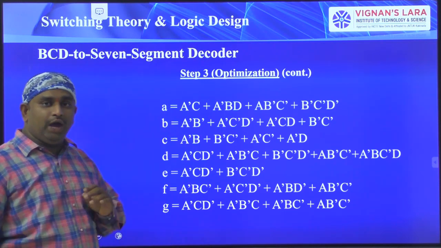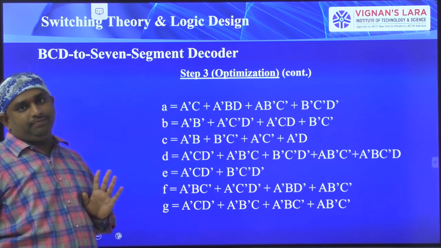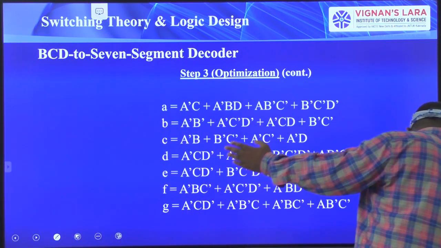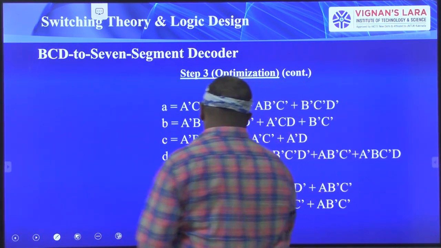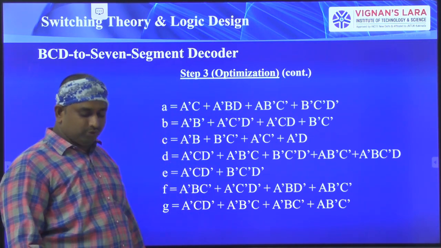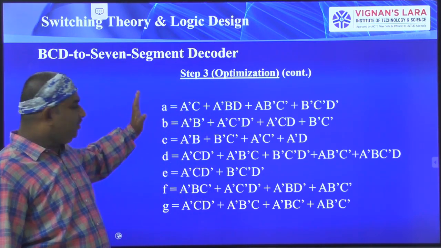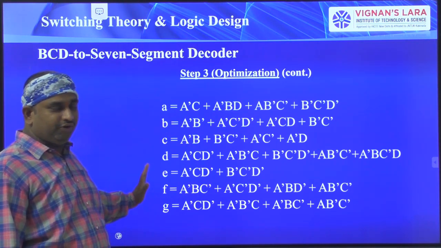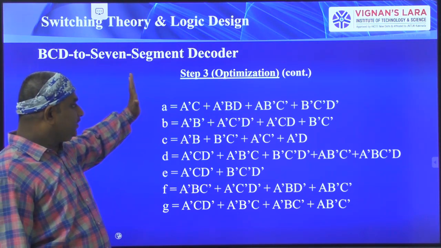Now you have to draw the logic diagram. Our task is to draw the logic diagram for these 7 functionalities. First, I will draw for A. The remaining outputs you have to draw on your own for the next class. So here I am drawing A.